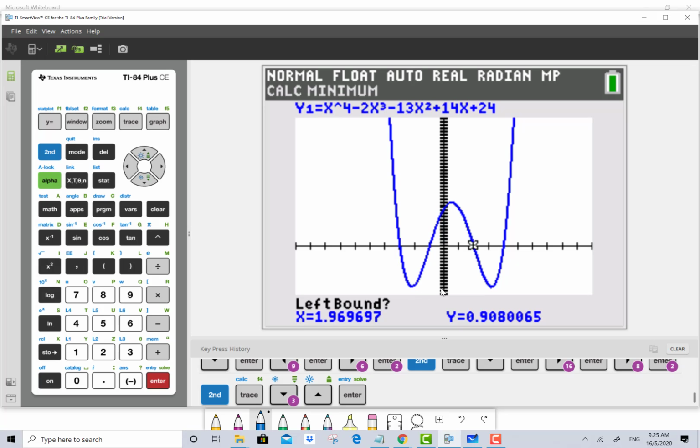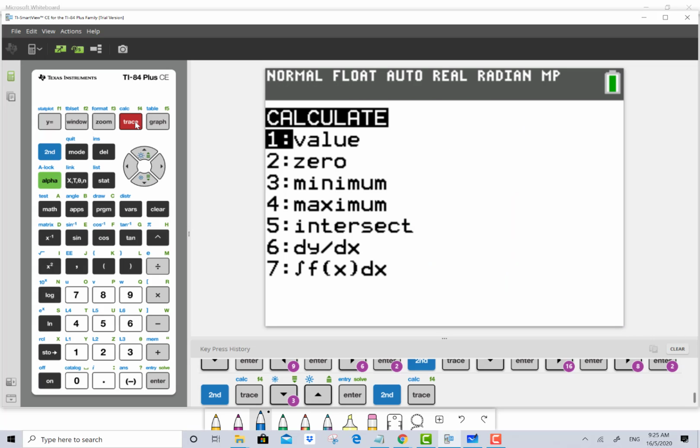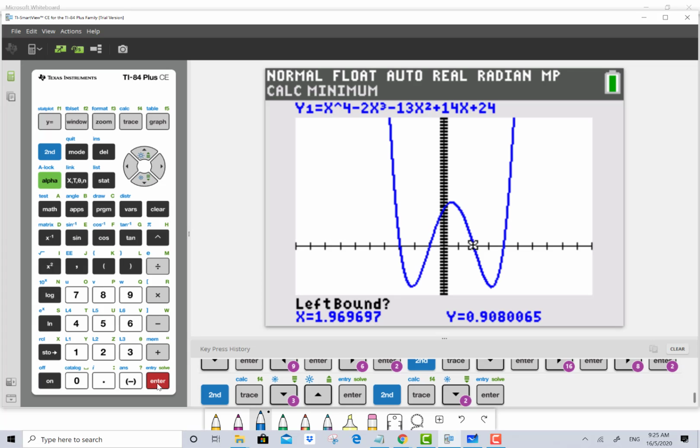So let's do the one to the right. To do that, I'm going to hit second, calc, again go min, just make sure you understand that. Now notice we say left bound. It must be to the left of the point. It doesn't matter where it is as long as it's a little bit to the left. So we know it's going to be somewhere there for it to be reasonable. Carry it somewhere there, and that would be good.